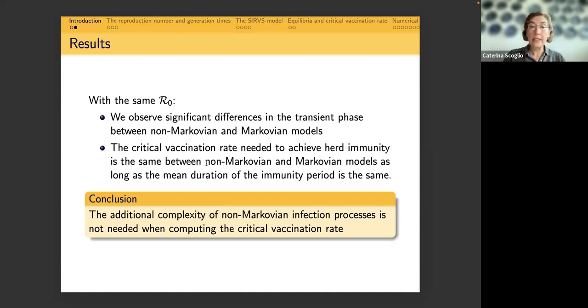However, the critical vaccination rate needed to achieve herd immunity is the same between non-Markovian and Markovian models, as long as the mean duration of the immunity period is the same. So in that case, we can avoid complicating our life with non-Markovian models. The conclusion is that the additional complexity of the non-Markovian infection process is not needed when computing the critical vaccination rate. And we think this is an interesting result.